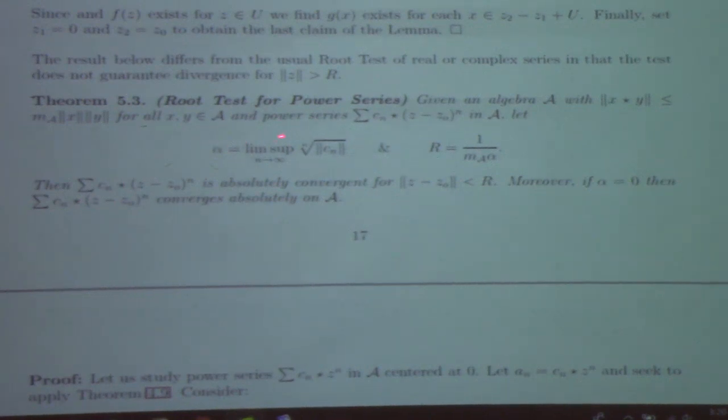Okay, root test for power series. Given an algebra A with some multiplicative constant m sub a, and the power series, if we say alpha is the lim sup of the nth root of the norms of the coefficients, and r is 1 over m sub a times alpha, then this series is convergent absolutely inside that radius. Moreover, if alpha is equal to 0, then you could call the series entire. I mean, it converges on the whole algebra.